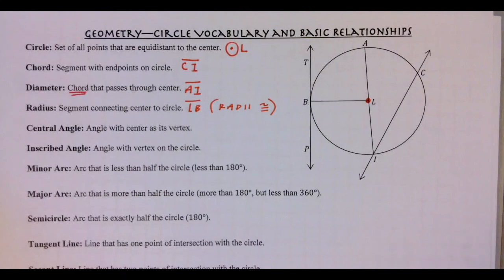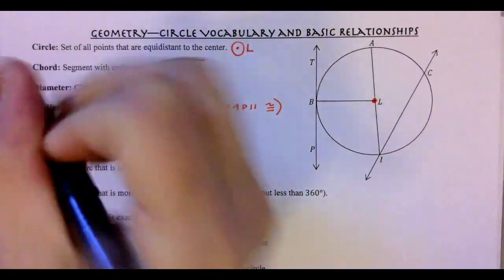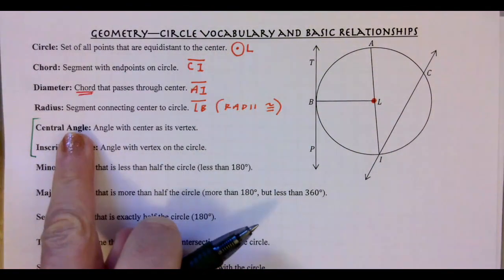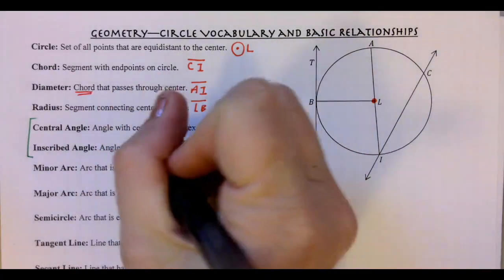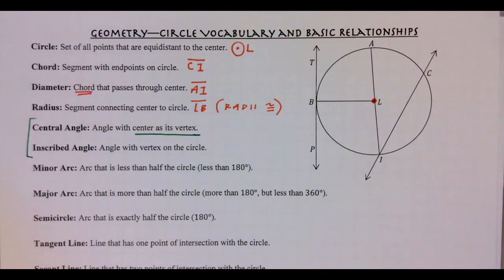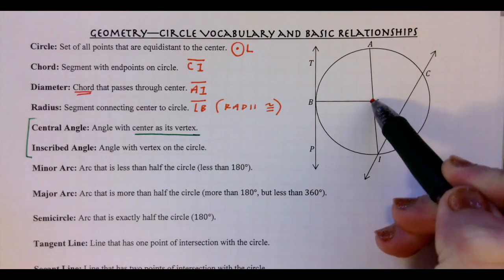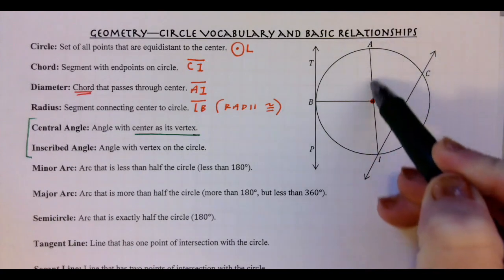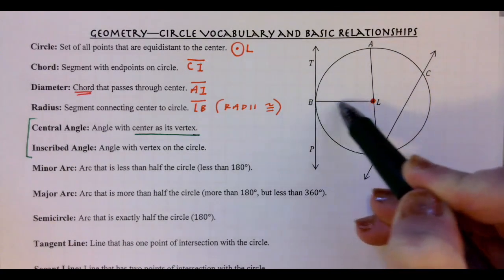All right, next we're looking at our different angles. So for angles here, let me kind of chunk those together. We have our central angles first. So a central angle is an angle with its center as its vertex. So if I'm looking at, here's my center of the circle, I could be talking about this angle right here, for example. This would be a central angle.